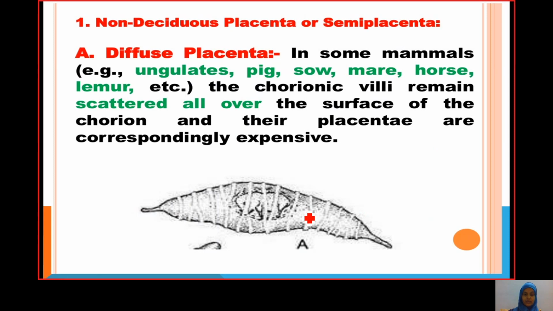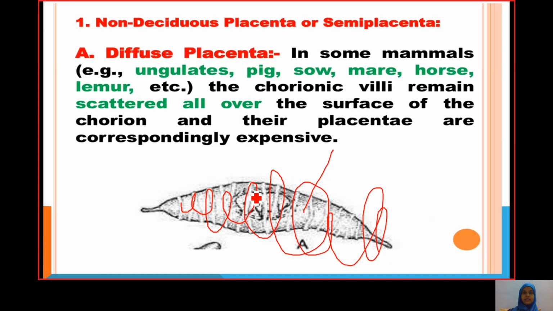This is the chorionic layer, and the villi are scattered like this. It is scattered over the whole organism. Inside, the baby is there, which diffuses toward the chorion. So this is what is called diffused placenta.